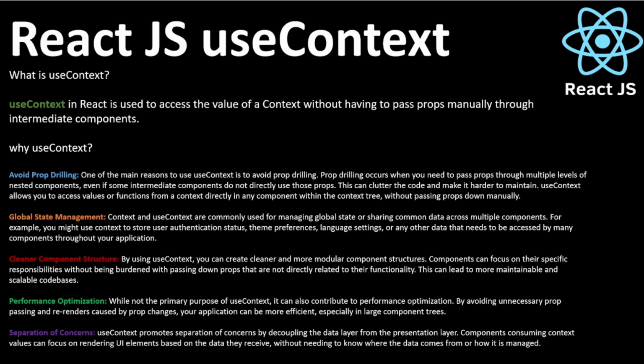So I hope you're understanding what use context is, guys. You can forget everything else and keep in mind what use context is. Use context in React is used to access the value of the context without passing props in each and every component, instead of passing props manually all the time. Use context is going to avoid prop drilling, global state management, cleaner component structure, performance optimization, separation of concerns, all this stuff, guys. That's all. That is use context.